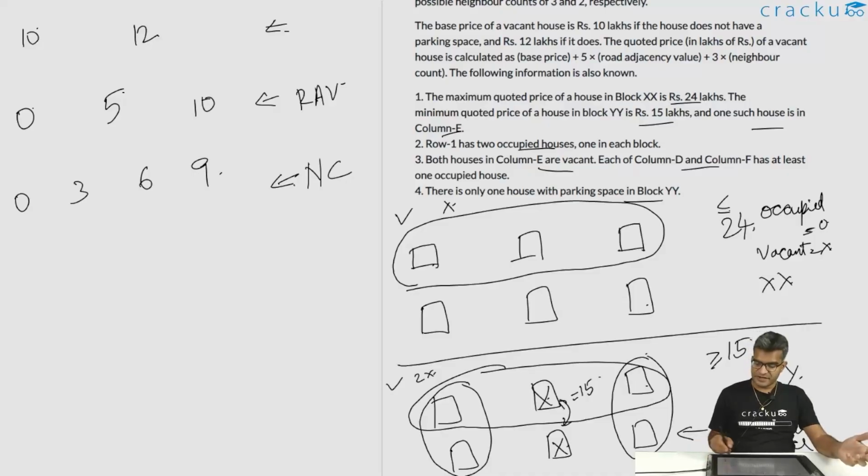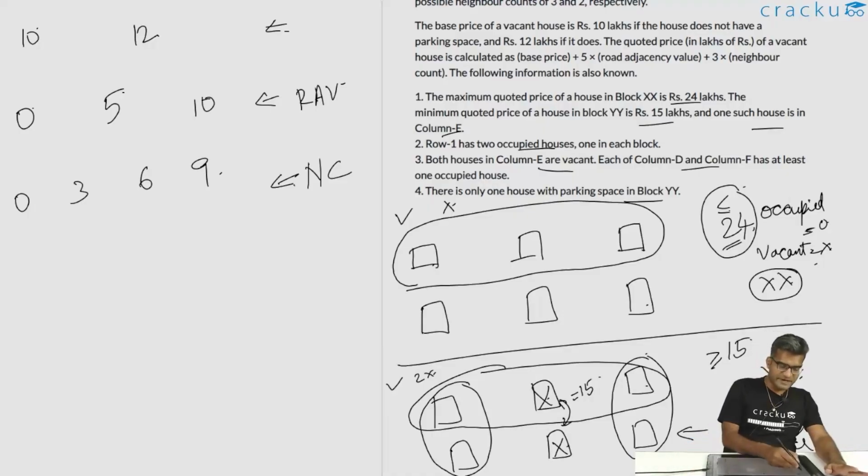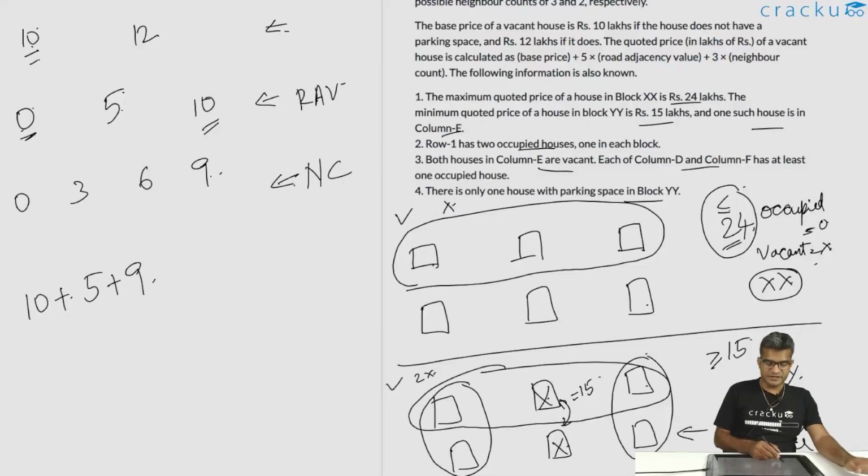If you are looking at XX, the only real information that we have is that there is 1 house which is priced at 24 lakhs. Every other house is priced less than that. So how can we get this 24 lakhs? If the base value is 10, this will be 10 plus 5 plus 9. This is one way of getting 24. 10 plus 0, if this is 0 over here, we need 14, that is not happening. If it is 10 plus 10 over here, we need 4 from the neighbor count. That is not there. So if it is 10 over here, the only possibility is 10 plus 5 plus 9.